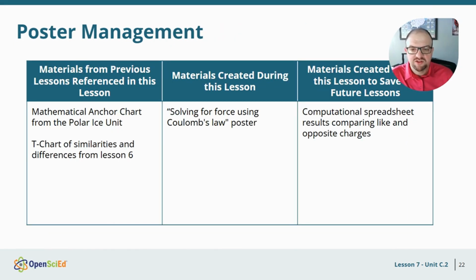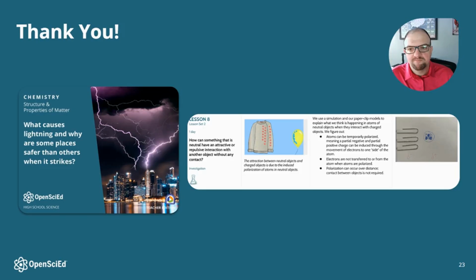There are a few posters to manage here, and I make sure to bring back that mathematical anchor chart from the polar ice unit if we have it, as it helps with graphing skills. We also create a new "solving for force using Coulomb's law" poster, and I treat that as a step-by-step anchor chart for the calculations they do in part 12. Finally, I save the computational spreadsheet results comparing like and opposite charges. We will want to refer back to those data trends later.